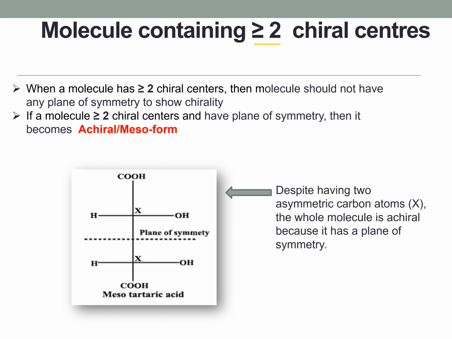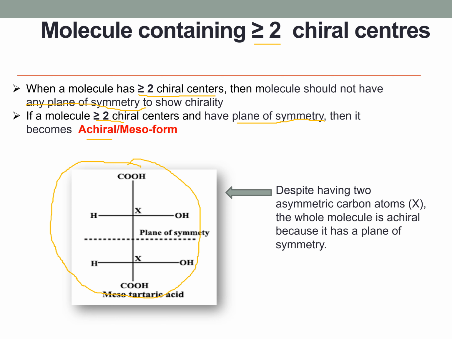When a molecule has two or more than two chiral centers, then the molecule should not have any plane of symmetry to show chirality. If a molecule has two or more than two chiral centers and also has a plane of symmetry, then it becomes achiral. This is also called meso-form. This is one of the isomers of tartaric acid.